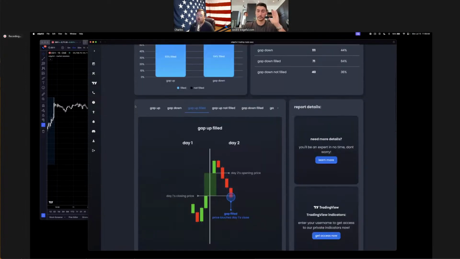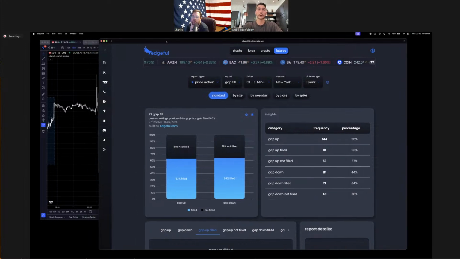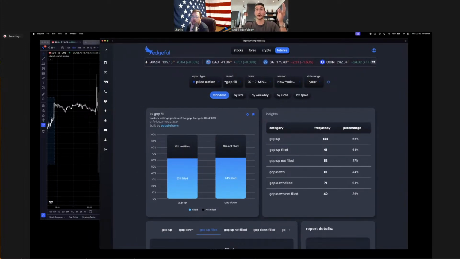Cool. So why don't you walk us through, now that you've got a bunch of people using the platform, what are some of the more popular things that people are using? For sure. So the gap fill report, we have this like as the standard one if you switch to price action, because it is probably the most popular without question.